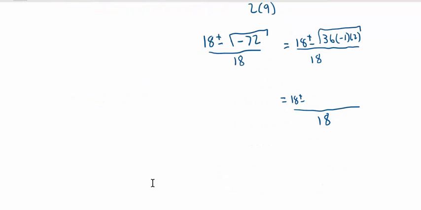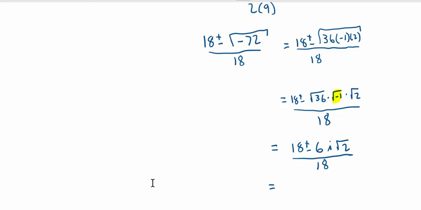And since only one of my factors is negative, I can break this up into three radicals, square root of 36 times the square root of negative 1 times the square root of 2. Now simplifying my radicals, I have the square root of 36 is 6. I'll write the square root of negative 1 as i. And then I cannot simplify the square root of 2, so I'm going to leave it.